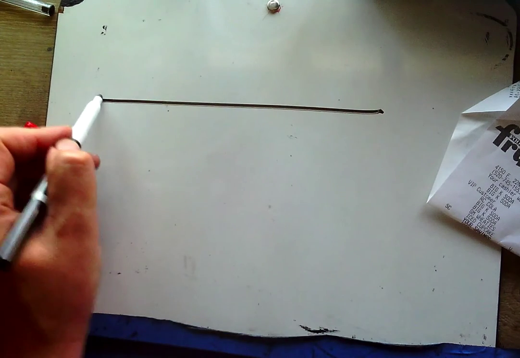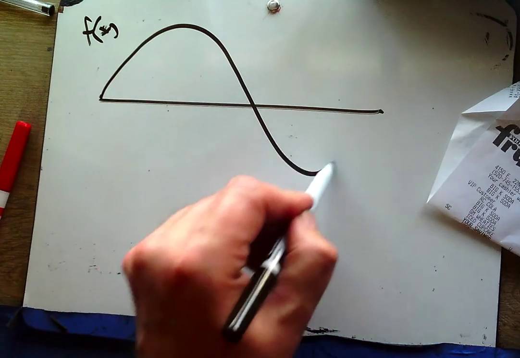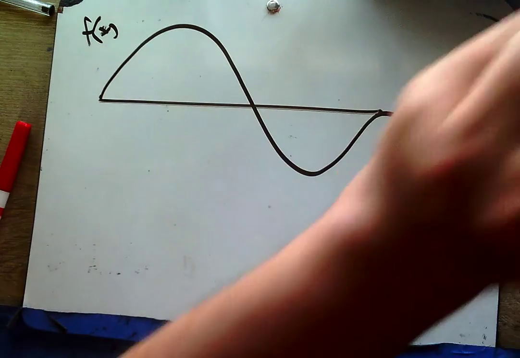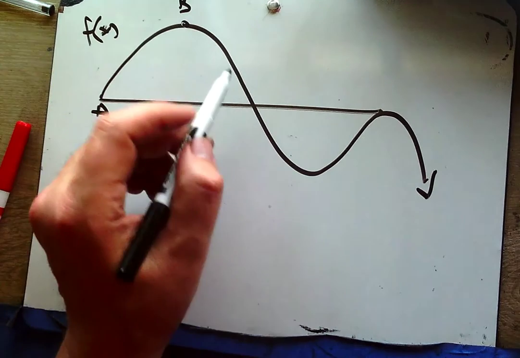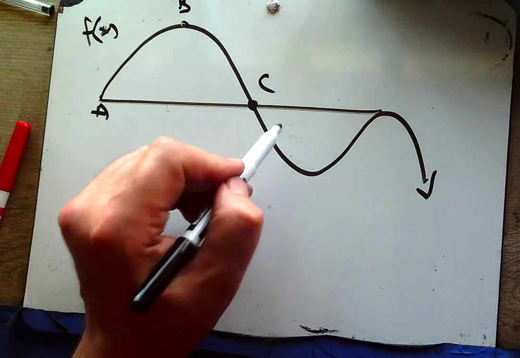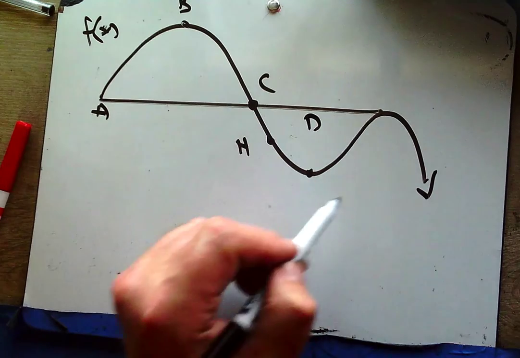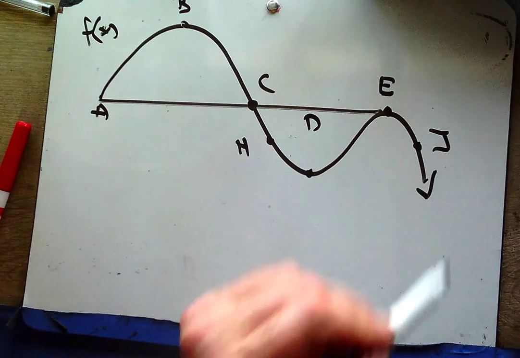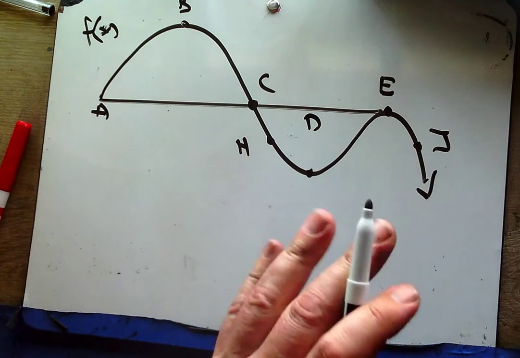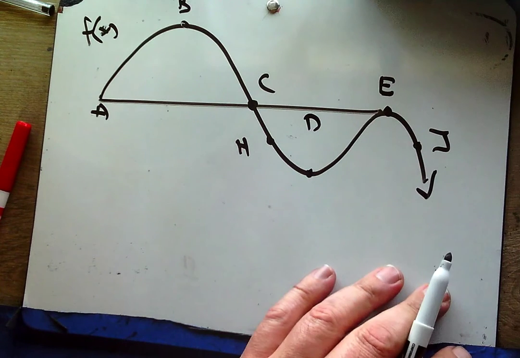So I've got a graph, and this is a graph of f, and f of x goes wee, and then bounces and goes down. Okay? And I've got a point here called b, a point here called c, and a point here called D. Ooh, there seems to be a point here called H. And this is E, and this is J. Okay, so here's what I think may help.